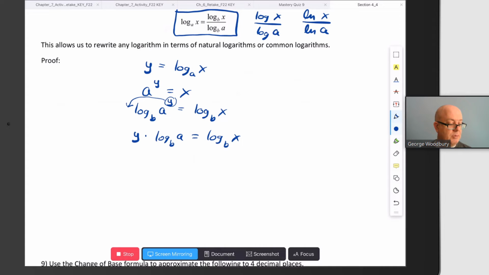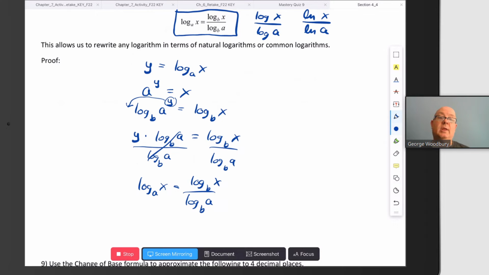And then I can finish by dividing both sides by log base b of a. So I've shown that y is equal to the left side of the formula and the right side of the formula. Therefore, the two sides must be equal to each other. So log base a of x is equal to log base b of x divided by log base b of a for any positive number b.